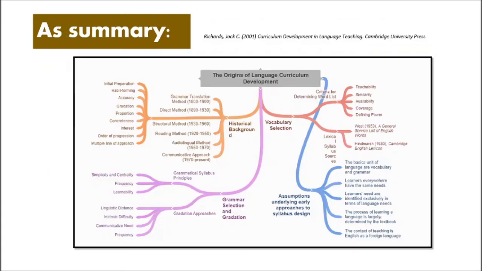So as a summary, we have here the complete illustration according to the book of Richards, 2001, Curriculum Development in Language Teaching. We have here the origins of language curriculum development from the historical background, the vocabulary selection, the grammar selection, and then the early assumptions on what language teaching was before.